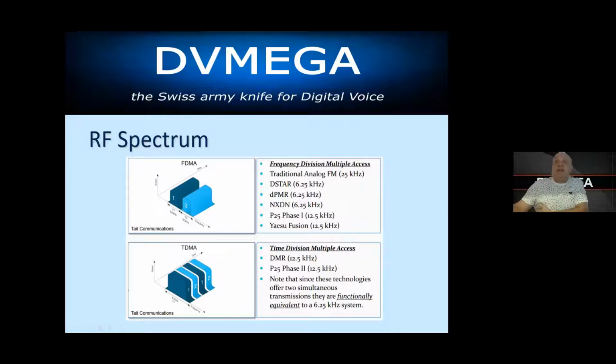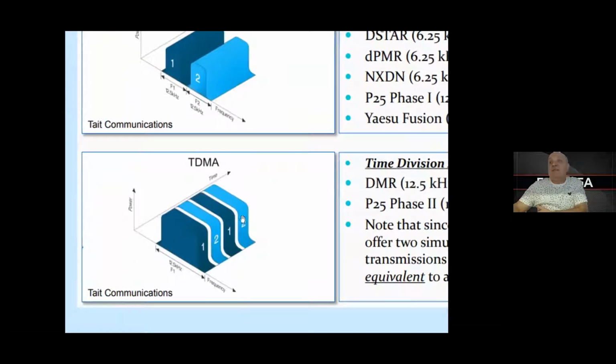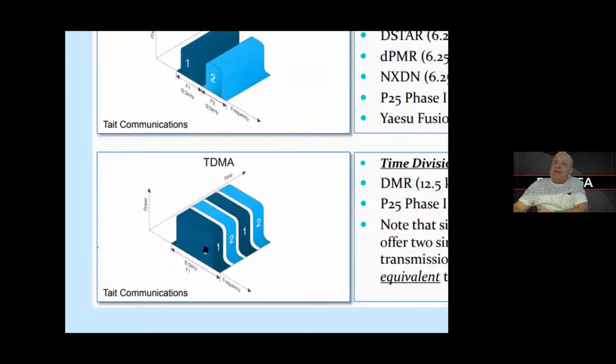So in D-Star and Fusion, it's like in analog. Speaker one has one channel. Let me see, I can zoom into that. Speaker one has one channel with the according bandwidth. Speaker two has the second one. With TDMA, on one channel, you can have two speakers.